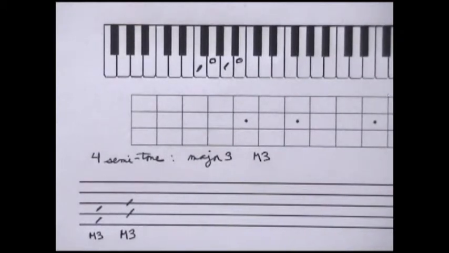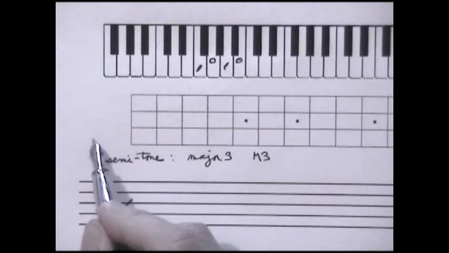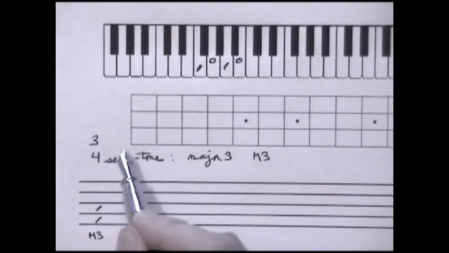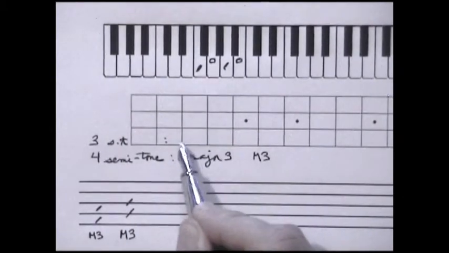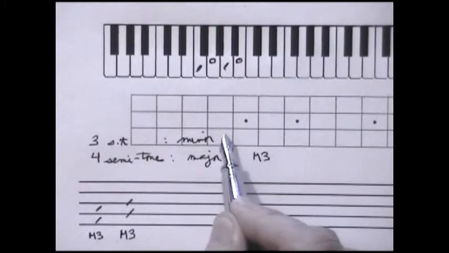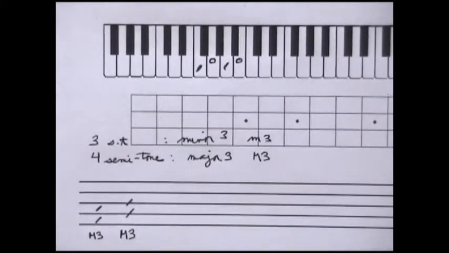If we reduce the spacing between the two notes by one semitone, such that we would have, say, 3 semitones, this would be referred to as a minor third, abbreviated with a small m and a 3.